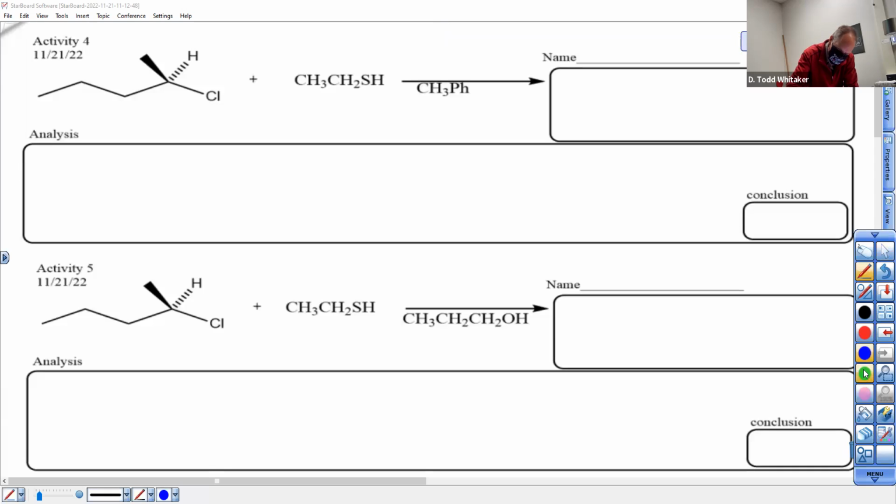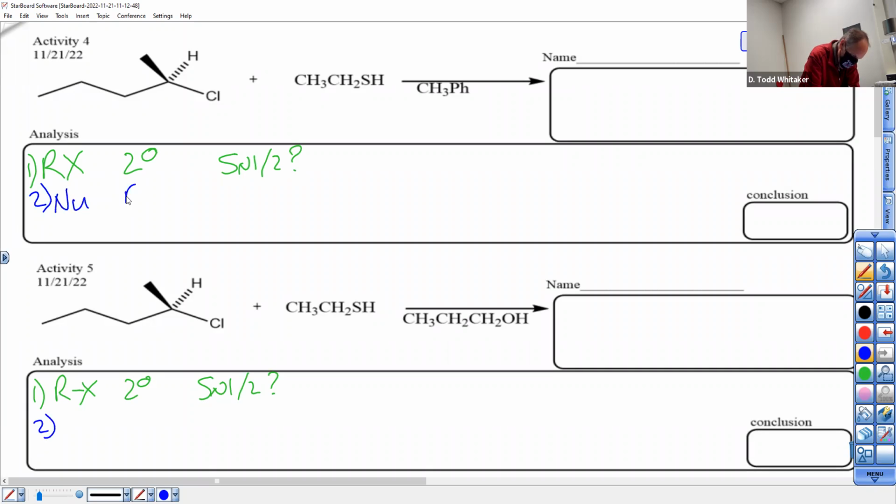Okay. Green, blue, red. Rx. Secondary. SN1, 2, question mark. That's about as short as you can get it. Blue, new. RSH, neutral sulfur is the category. Don't give me strong, not for neutral anything. Don't give me poor, that has to be neutral oxygen. What's in the middle? Moderate.